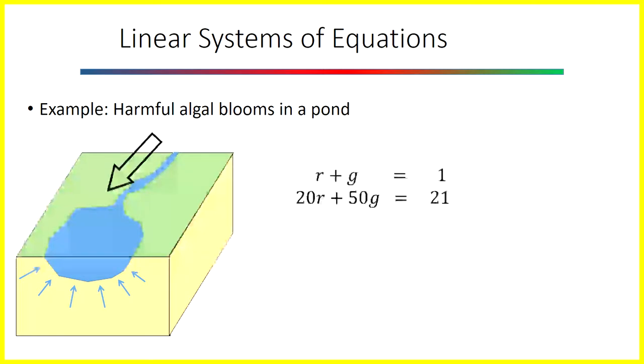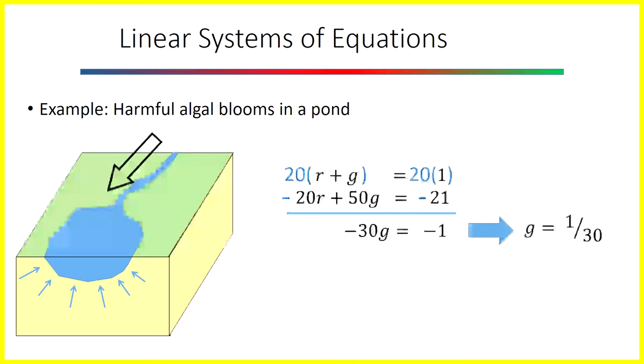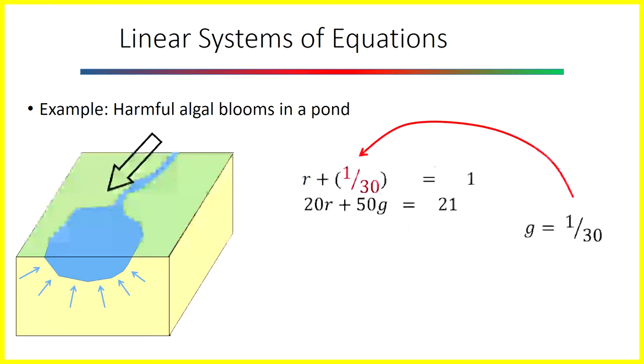With this equation, it makes sense to multiply everything in the first equation by 20 and then subtract off the second equation. 20R minus 20R means that we've eliminated R from the equation, and 20G minus 50G is negative 30G, while 20 minus 21 is negative 1. We can thus calculate that G equals 1 over 30 and then plug this back into the first equation to solve for R. Solving this equation tells us that R equals 29 over 30.